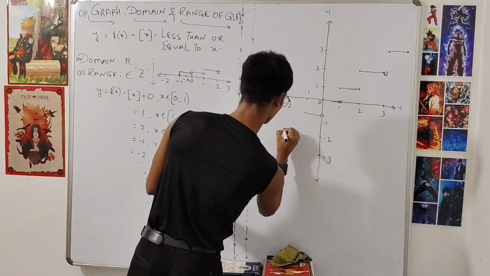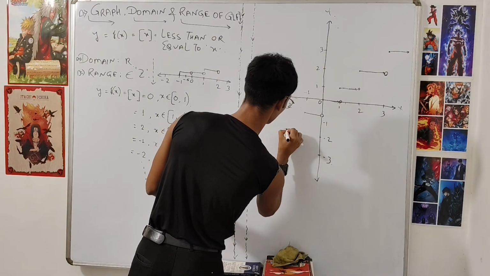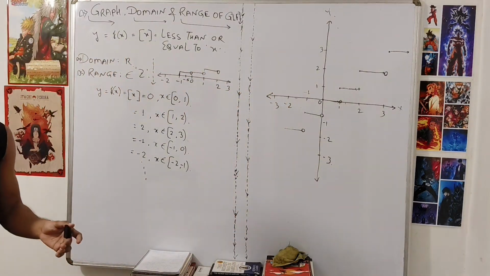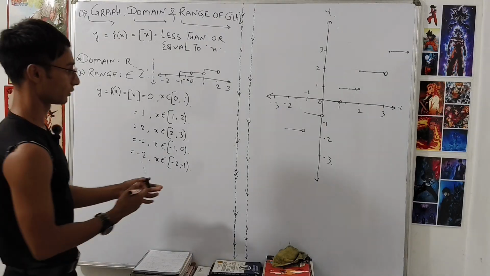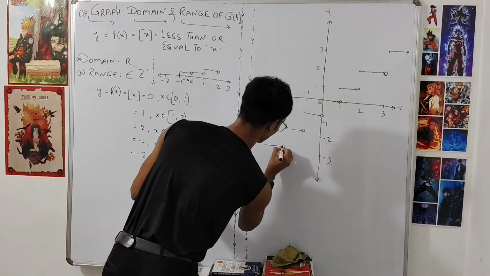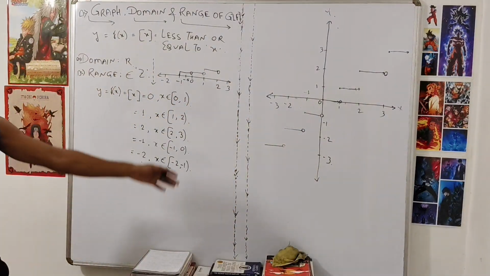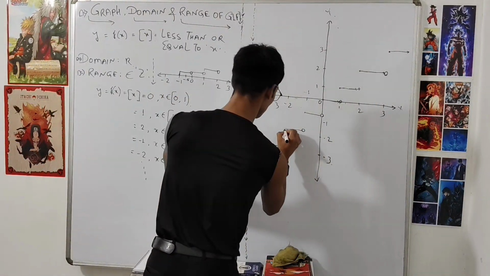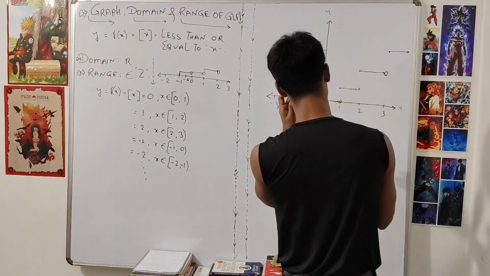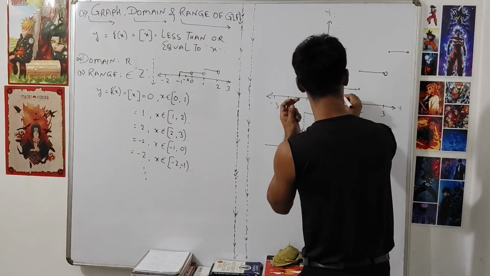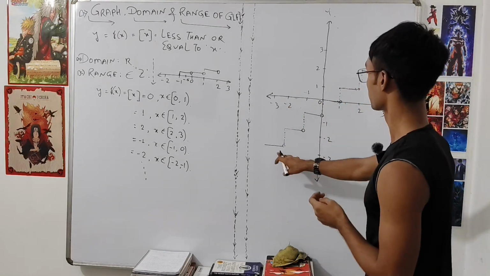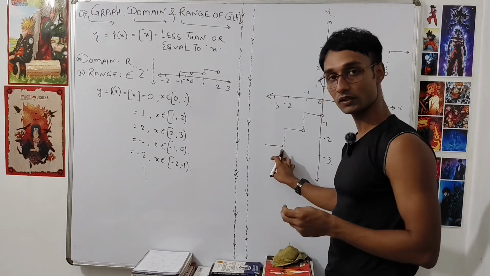In the same way, for -2 closed to -1 open, it will produce -2. In the same way, it will also grow like this. So this is the step-like function. Why step function? Because after a certain fixed point, it will just jump. It will jump like this, from -3 up to -2.